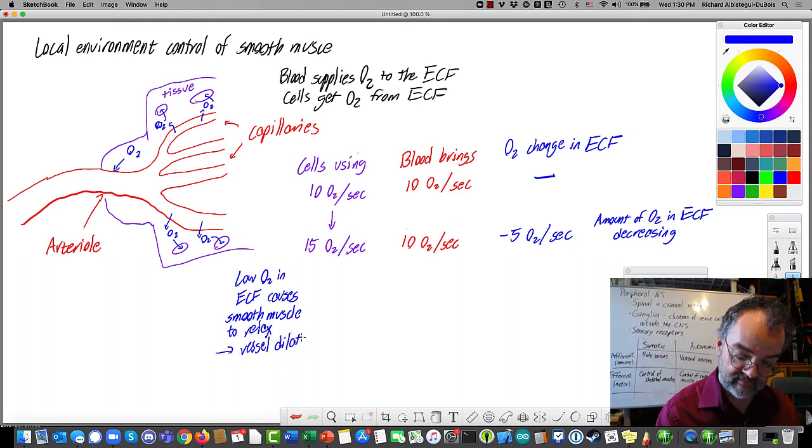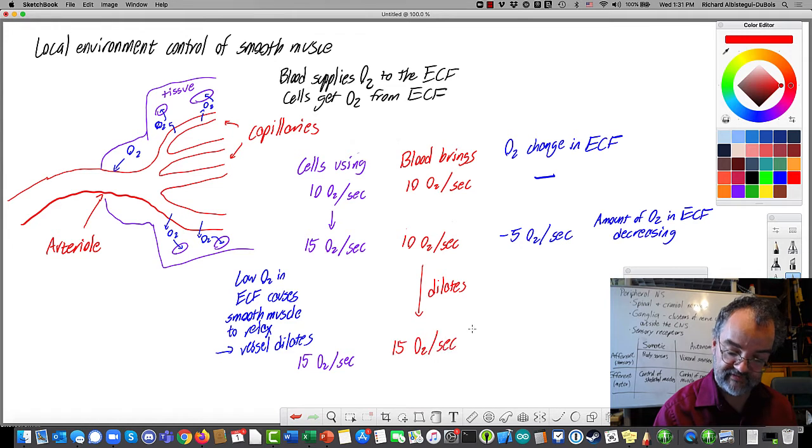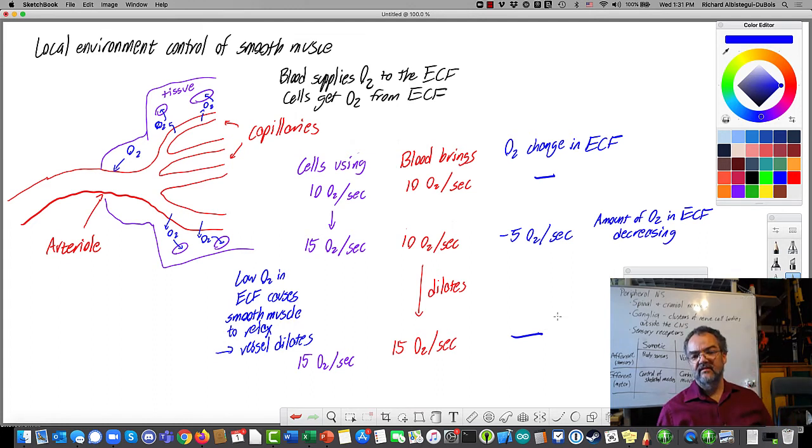dilates. So now my tissue is using 15 oxygen per second, but now my blood vessel dilates, and now it's supplying 15 oxygen per second, which means we're back to no change. We're back to stable. We're supplying as much oxygen as the tissue needs. Does that make sense?